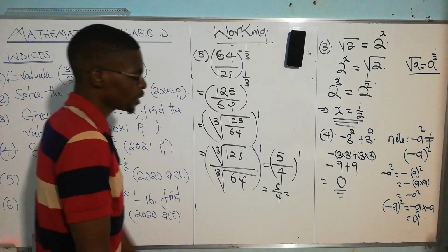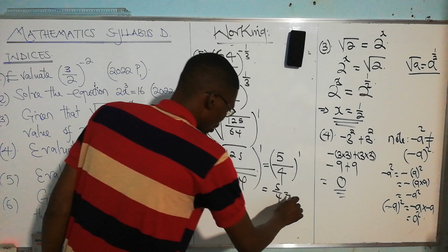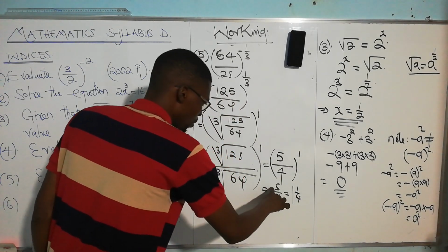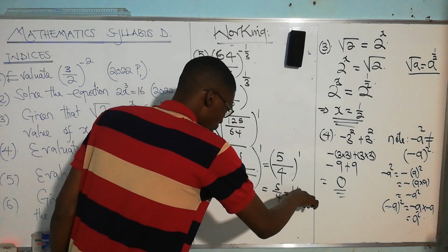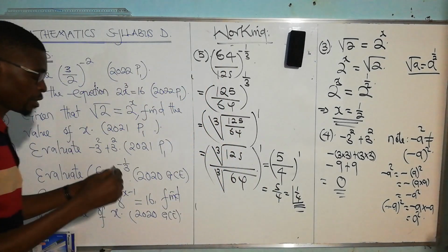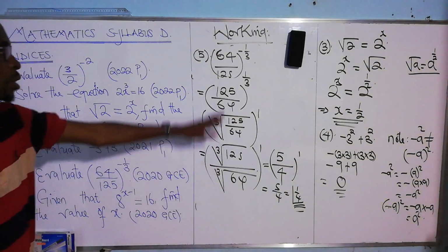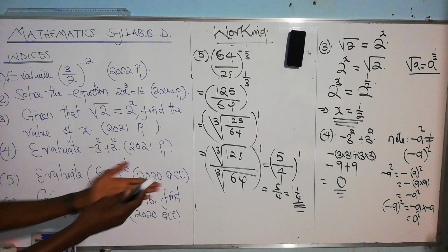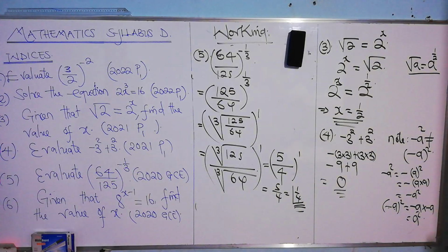And you can write this as a mixed fraction. It will give you 1, remainder 1 over 4. Because 4 into 5, 1. The remainder is 1 over 4. So this is what this particular value will give us. When you evaluate this, you get 1 and 1 over 4, or 5 over 4 as an improper fraction.